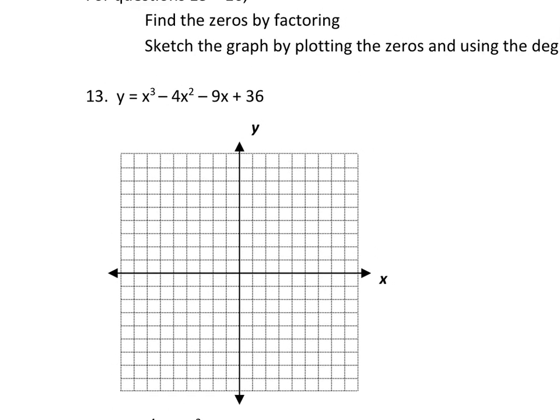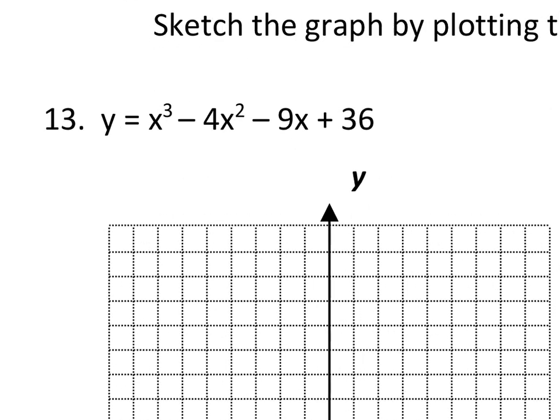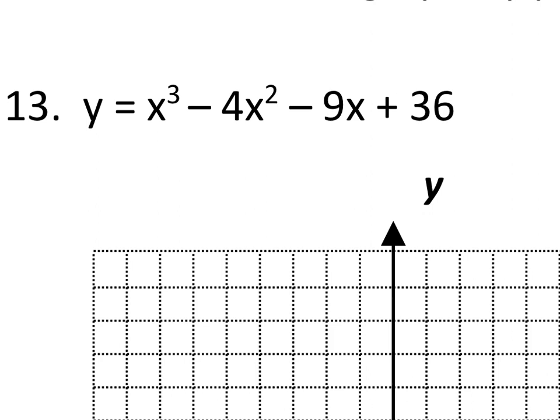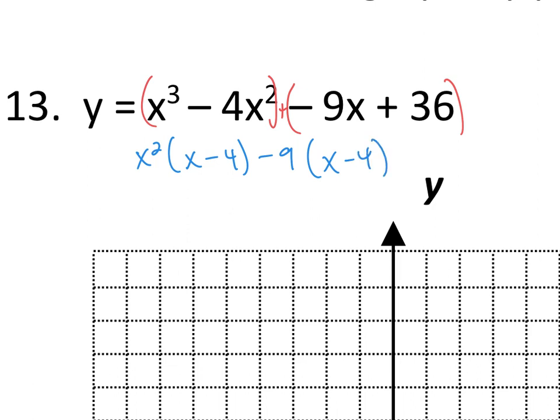So it says, find the zeros by factoring and then sketch a graph by plotting the zeros, kind of like what we did on the first one. All right, let's factor this guy. I'm going to start by factoring by grouping. I'm going to group the first 2 terms and last 2 terms together and separate those by a plus sign. So we can take an x squared out of here. We get x minus 4. And then I can take a negative 9 out, and we get x minus 4. That's good. That's what we're looking for.